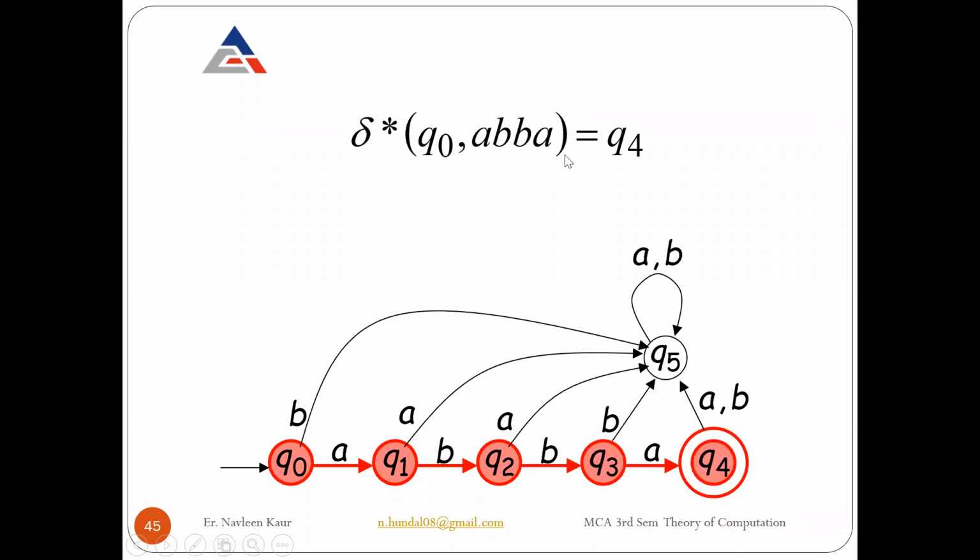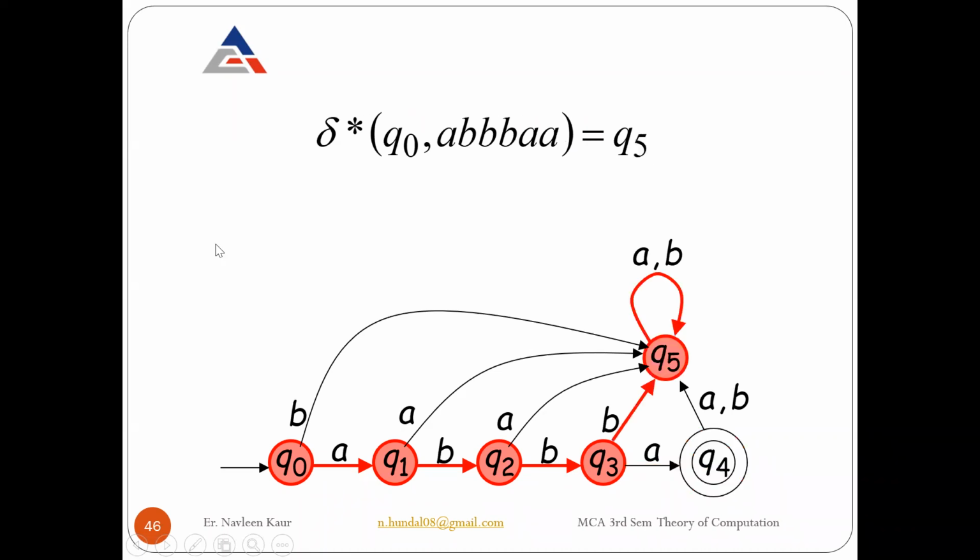One more example. From Q naught, if A, B, B, A is given, where is it going to take you? Can you see this transition function star is getting input of a different type now. That's why we are representing it with sigma star. Okay, so A, B, B, A. From Q naught, A is taking you to Q1, B is taking you to Q2, B is taking you to Q3, and the last A is taking you to Q4.